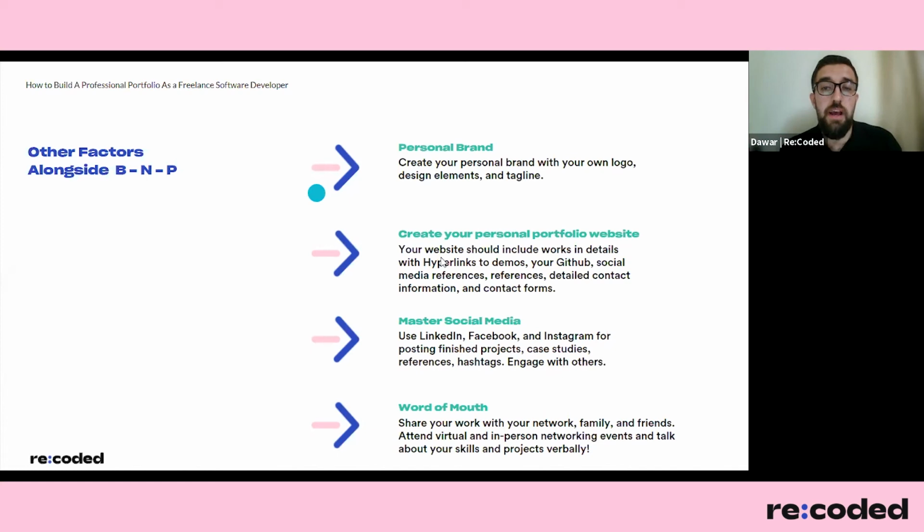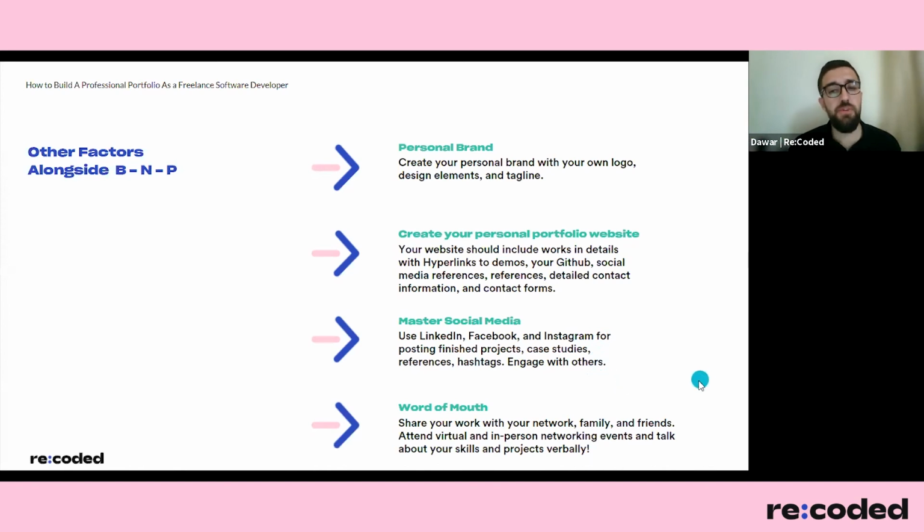Second, you should have your own online portfolio, like we always teach in our workshop in career service. Your website should include details, hyperlinks, and demonstrations. Put your GitHub, social media references, and people's references, with detailed contact information of people you worked with. This is also very crucial, because you cannot be called a professional freelance web developer unless you have an online portfolio that people can refer back to.